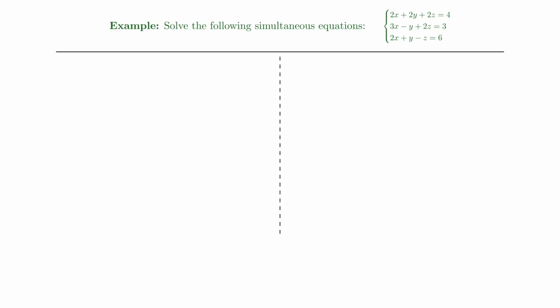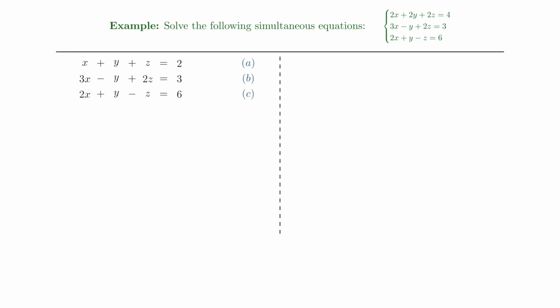I'm going to scale down the first equation to make the coefficient of the x equal to 1. So dividing the first equation by 2, I get x plus y plus z equals 2. And I'm going to label this equation A. Then writing the other equations as they are, 3x minus y plus 2z equals 3 is B, and 2x plus y minus z equals 6 is equation C.